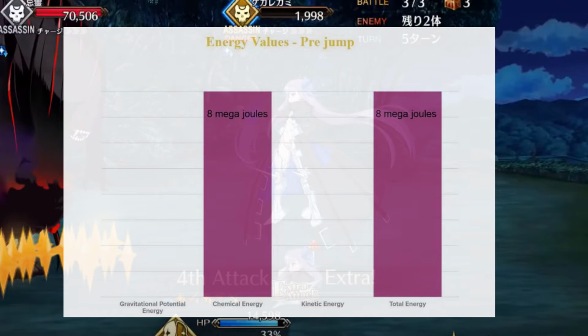First, chemical energy. According to hypertextbook.com, human females have around 7.5 megajoules of energy per day, but for the sake of simplicity, we'll round it up to 8. That is why in this graph, there are 8 megajoules of chemical energy and 8 megajoules of total energy, because you have all chemical energy and no other type of energy.